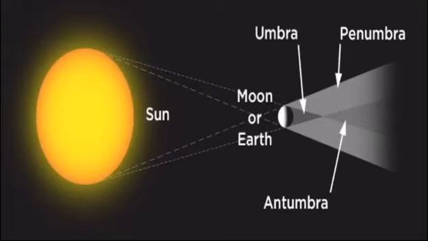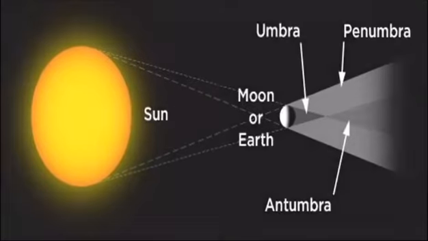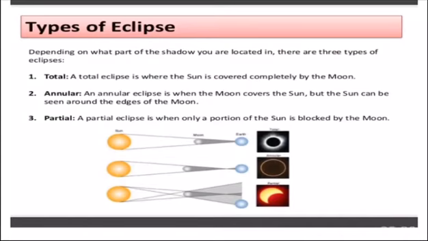So what is the antumbra? It is the area of the shadow beyond the point of umbra. Here the moon is completely in front of the sun but does not cover the entire sun. Then come the types of eclipse.